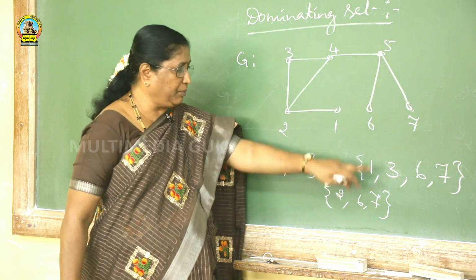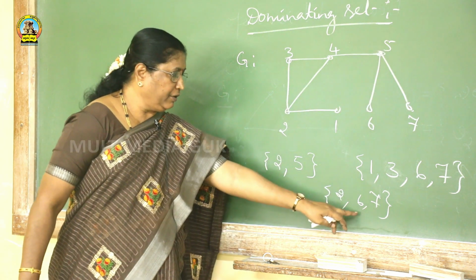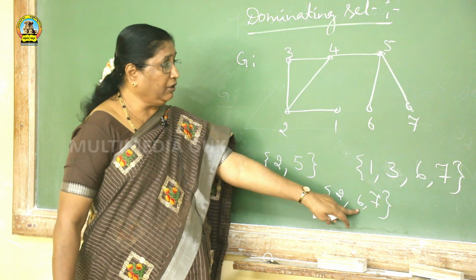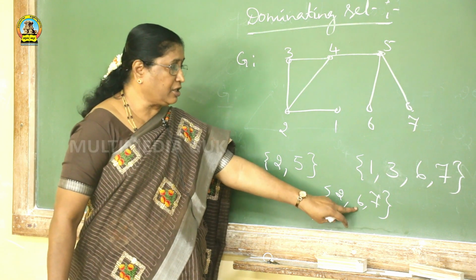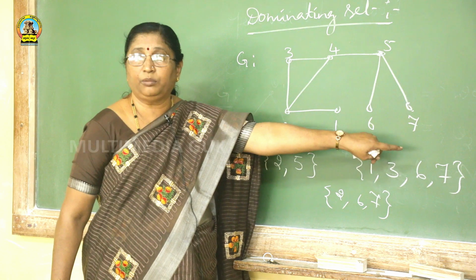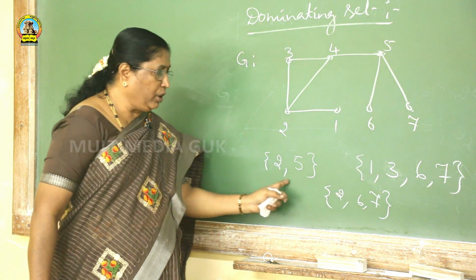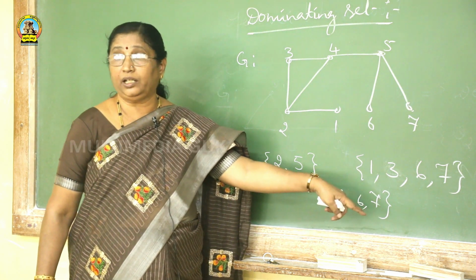Or else in place of 6 and 7, you can also introduce 5 and with that you are getting this. But by the removal of the vertex 6, 6 is not dominating 7. So therefore inevitably you have to choose both 6 and 7. Now these are the kinds of dominating sets.